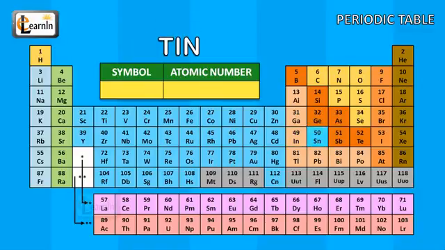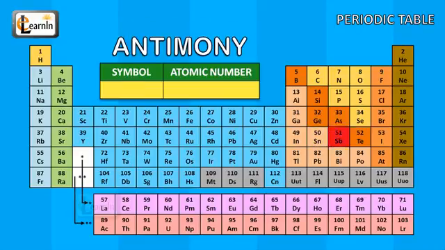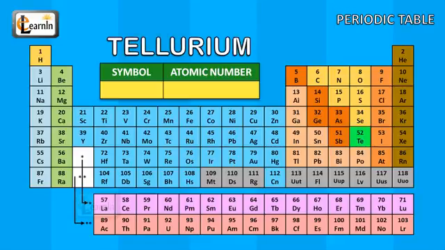The element tin is represented as Sn and has an atomic number of 50. The element antimony is represented as Sb and has an atomic number of 51. The element tellurium is represented as Te and has an atomic number of 52.